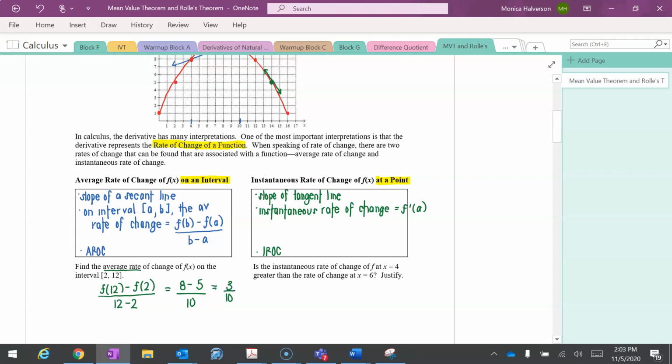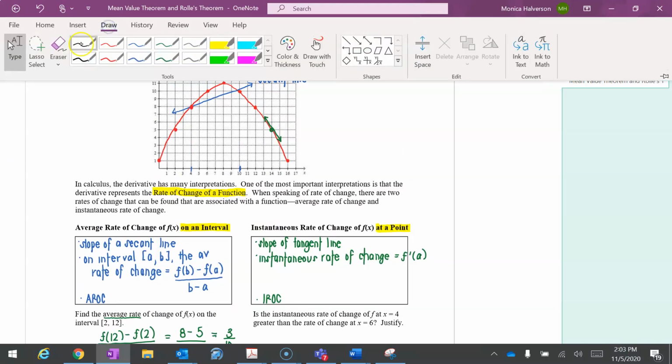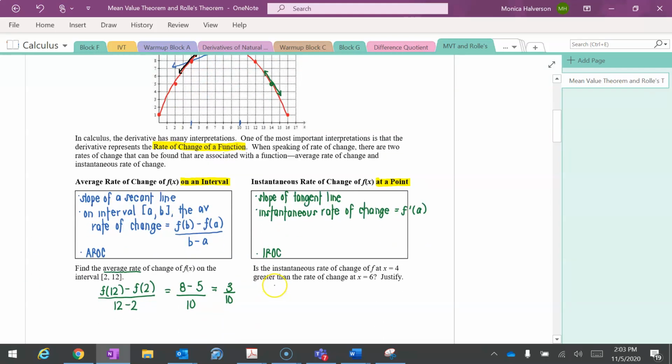Now, when we're talking about the instantaneous rate of change, you could be asked a question like this: is the instantaneous rate of change at x equals 4 greater than the rate of change at x equals 6? Well, let's look. Instantaneous rate of change at 4, so we could draw a line right here. Is that greater than the instantaneous rate of change at 6? Well, we can say yes, because the tangent line drawn at 4 is steeper than the tangent line drawn at 6.